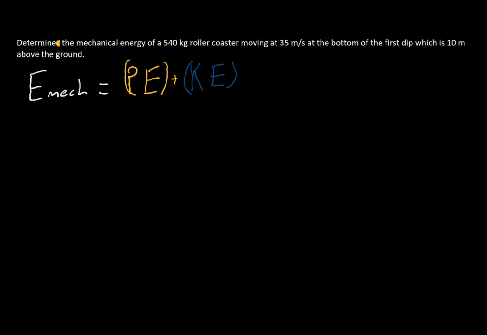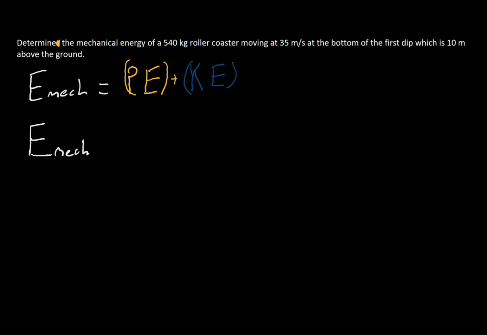Before we go into this question, you must know that the formula for mechanical energy is simply just potential energy plus kinetic energy, or in other words, mass times gravity times height plus 1/2 times mass times velocity squared. If we look at the question, we're given everything we needed to solve for mechanical energy.